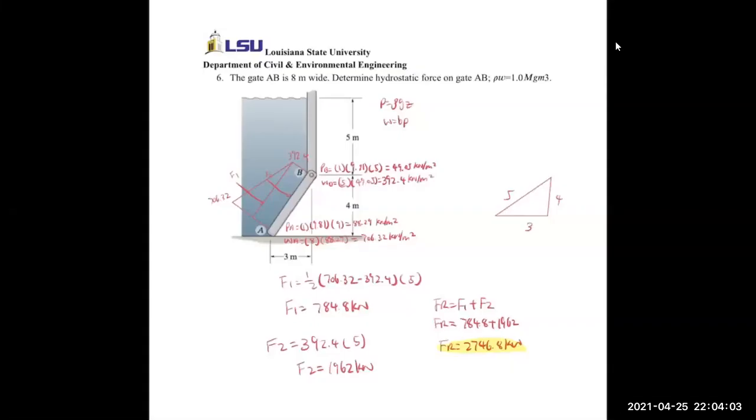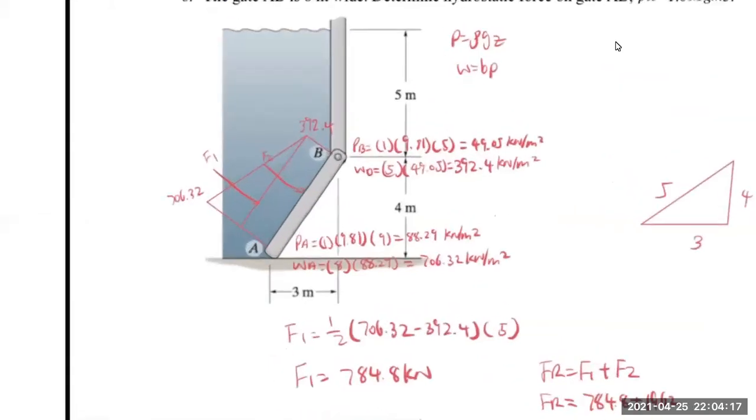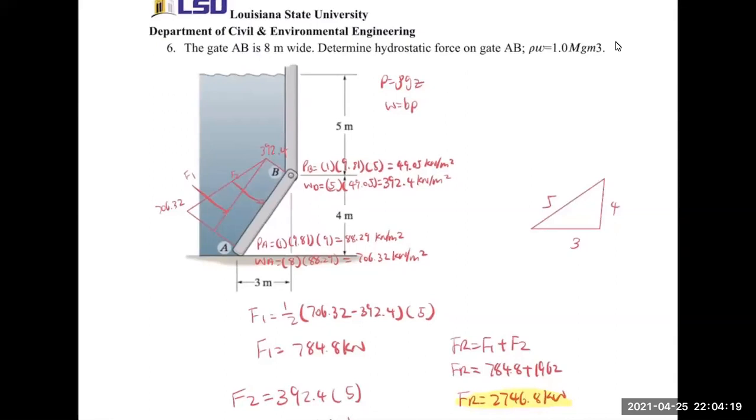Problem number 6 says the gate AB is 8 meters wide. Determine the hydrostatic force on gate AB, and the density of the water is given as 1 megagram per meter cubed. Okay, so first I draw the distributed load right here. The triangular distributed load corresponds to this one right here, and the rectangular distributed load corresponds to this delta thing right here.